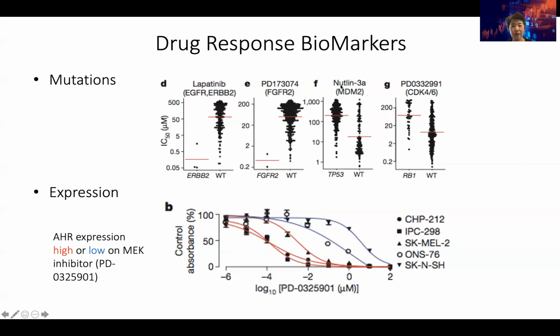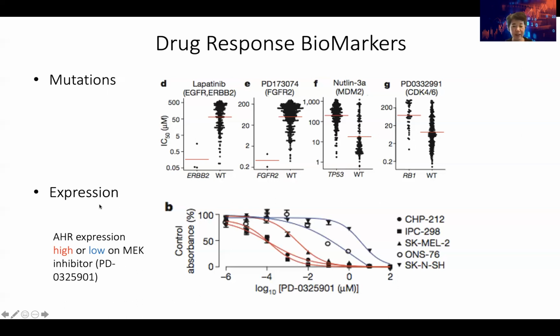So there is a drug, Natlin 3A. You can see the wild type P53 cells are sensitive, but the P53 mutant cells are actually more resistant to the drug, because with P53 mutation, the cancer cell can be much more mutated, with DNA instability, and they can develop resistance. So based on the mutation profile, you can look at the response biomarkers to say this drug should really be used to treat patients with certain mutations.